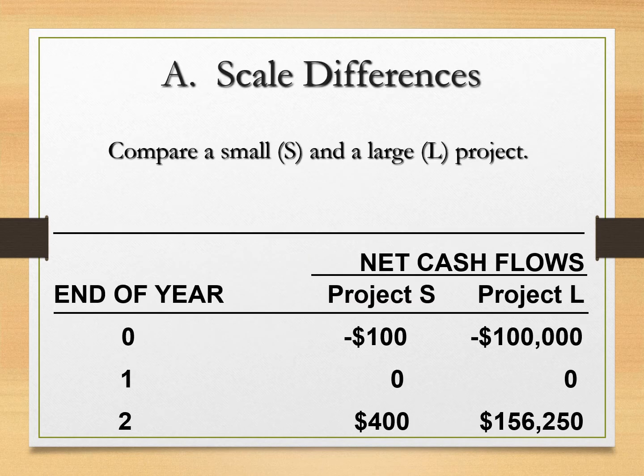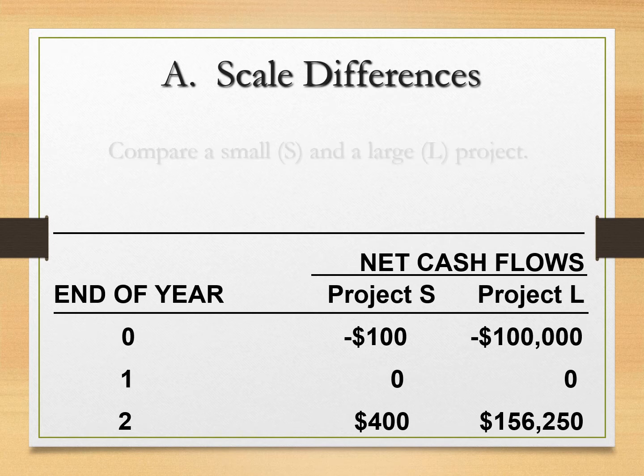First, we take the example of scale differences. By scale differences, we mean that two projects are different in terms of cost of investment. So here we are comparing a small project with a large project. Project S is a small project and project L is a large project, because the cost of investment in project S is small and the cost of investment in project L is large. At time zero, the cash outlay for project S is $100 and for project L is $100,000. In the first year, both projects provide zero cash inflows. But in the second year, project S provides $400 in cash inflows and project L provides $156,250.